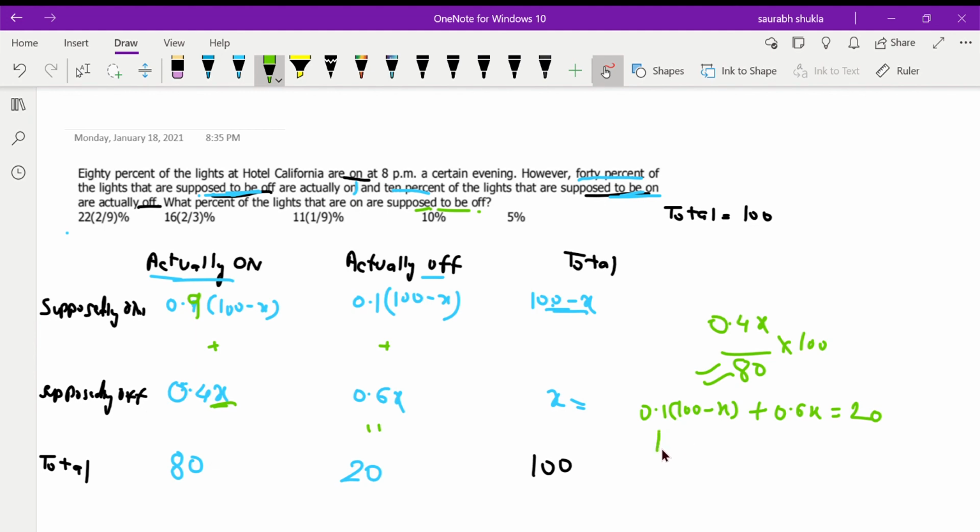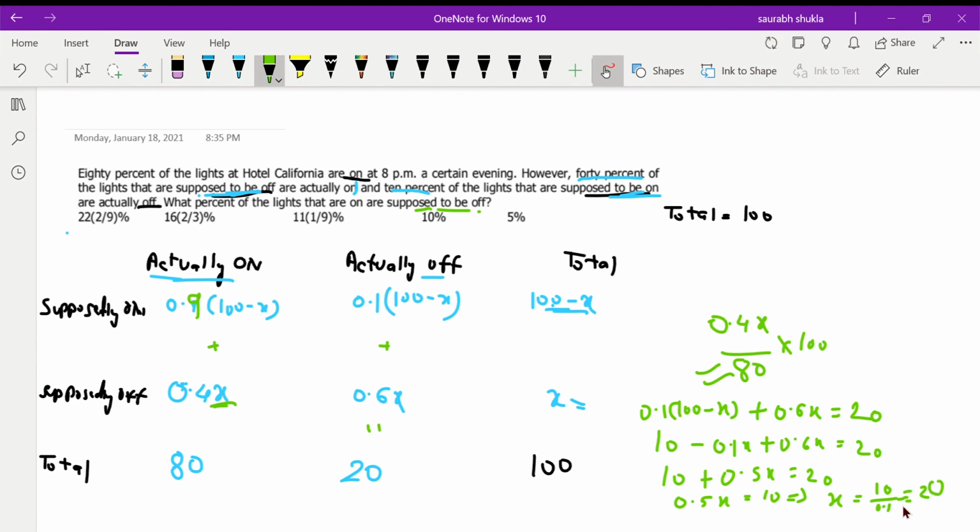So this will be 10 minus 0.1x plus 0.6x is equal to 20, right? Now minus 0.1x plus 0.6x is 0.5x, so 10 plus 0.5x is equal to 20. Just subtract 10 from both sides, you'll get 0.5x is equal to 10. If you solve it further, you'll get x is equal to 10 by 0.5, which is equal to 20.